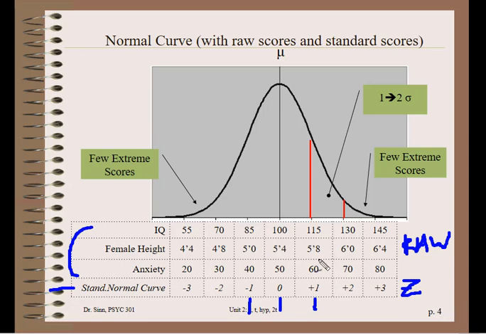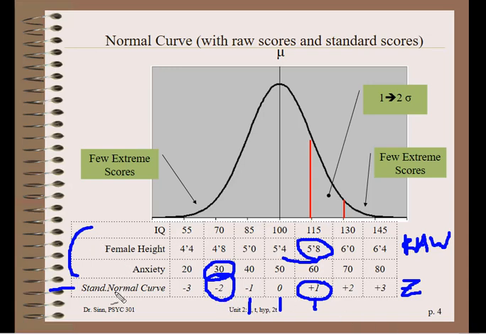So you'll notice that there are two ways of describing somebody that's a female and 5'8". One thing is you can say they're 5'8" tall. The other thing you could say is, because you know what the mean is and because you know what the standard deviation is, you can say they have a z-score on height of +1. Similarly, somebody who has a raw score of 30 on an anxiety measure, we could say that they have a z-score of -2 on anxiety.